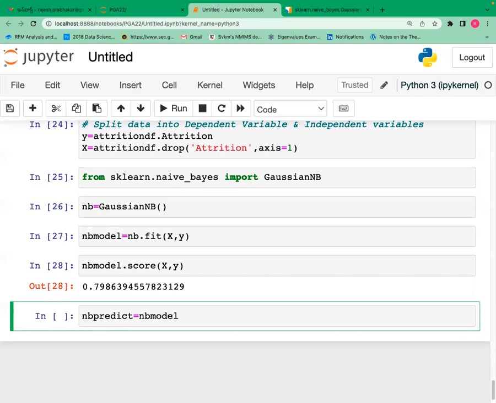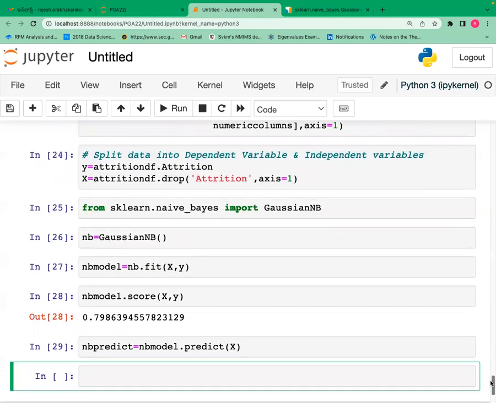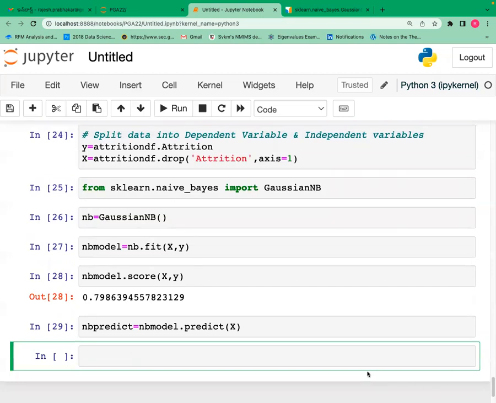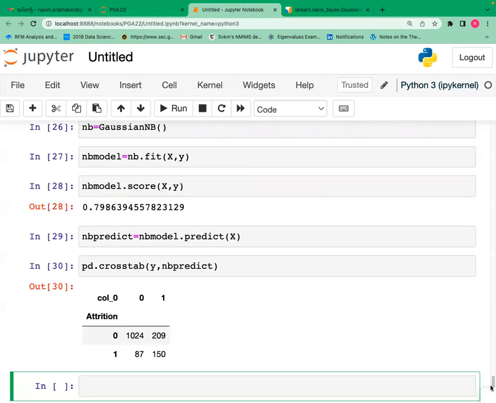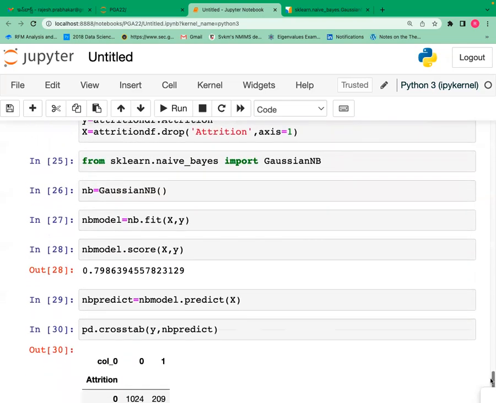For any algorithm, you have to split the data into dependent and independent variables. So we got an accuracy of 79.86.